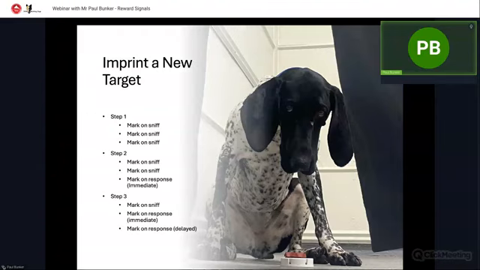And then on step 3, I mark on sniff. Then I wait for a response, which is as soon as you sit. And then the third time, I mark on the full response, which is sit, stare, and maybe for 3 seconds. So this is how I imprint all the time. This is the process I follow. And this works for me because I do use markers, and I charge the markers, and then I use variable rewards during this process from the reward selection exercise, obviously.